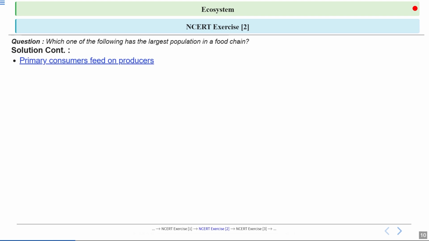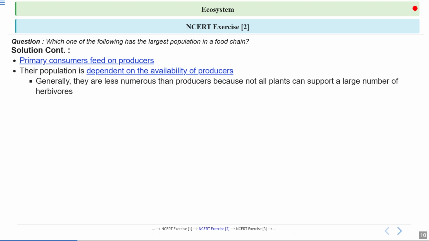Now, the primary consumers, this was one of the options. They are the animals that eat producers, which are mainly plants. Their population is dependent on the availability of the producers. Now, generally, they are less numerous than producers because not all plants can support a large number of herbivores.